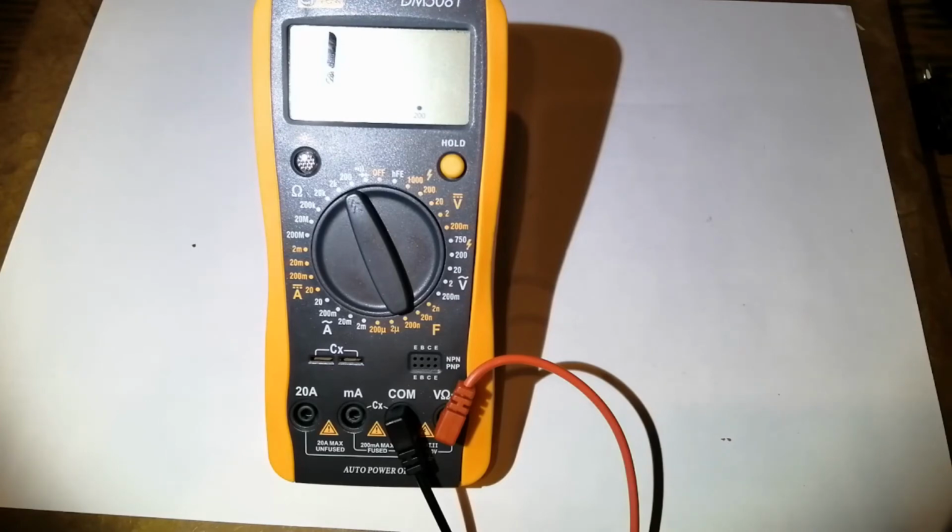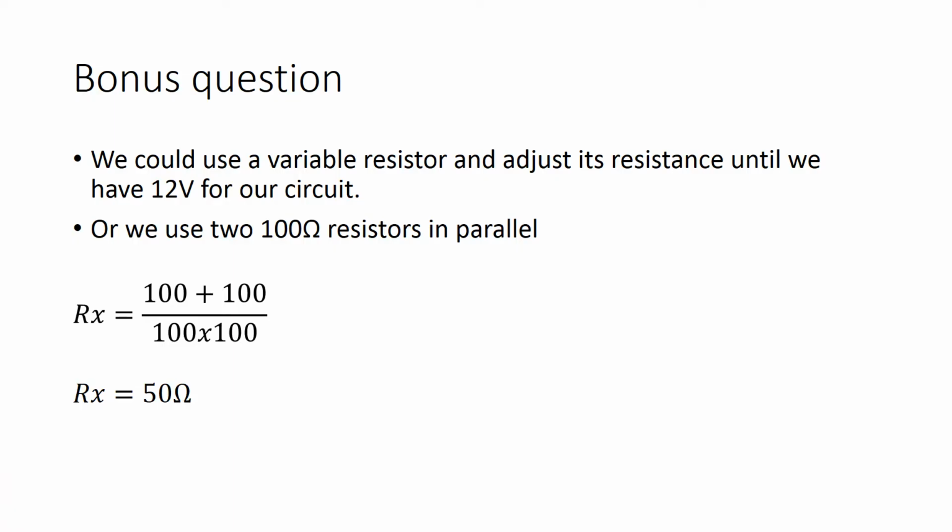So the closest we have, roughly, so how can we solve this problem? We need 50 ohms, we have to use common components. What would be the best solution? So we could use a variable resistor and adjust its resistance until we have a 12-volt circuit, but that's sometimes a bit fiddly, and variable resistors, well, the ones I'm using, the cheap ones, aren't as accurate.